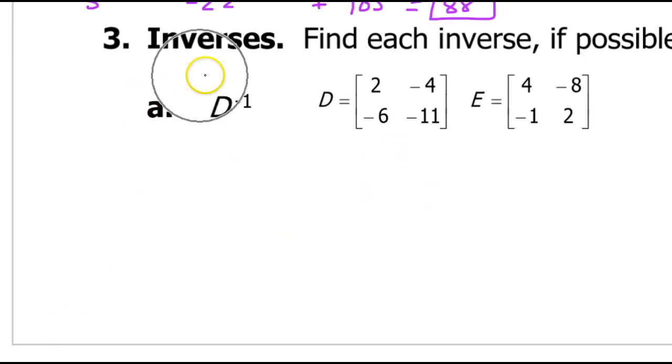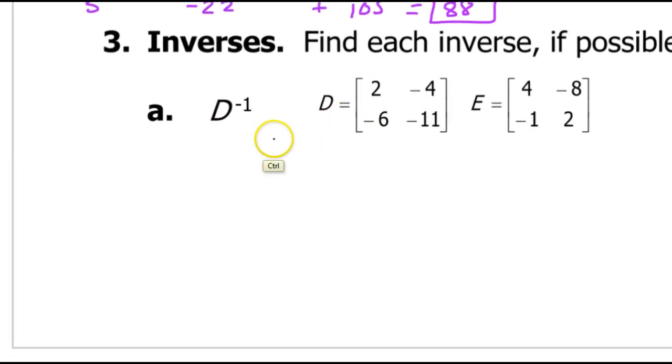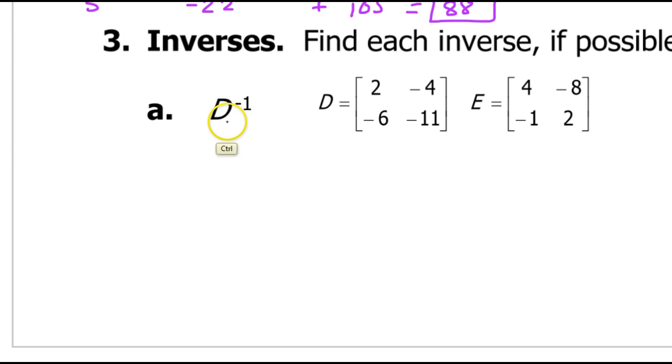All right, for problem number 3, we're switching over. Now we're talking inverses. So keep in the back of your mind, if you're going to find an inverse, the first step is to find the determinant. And you can only find the determinant of a square matrix. So thing number 1 is you're going to need a square matrix. It cannot have a determinant of 0. So those are the two main things that you have to keep in mind. So let's go ahead and find the inverse of matrix D.